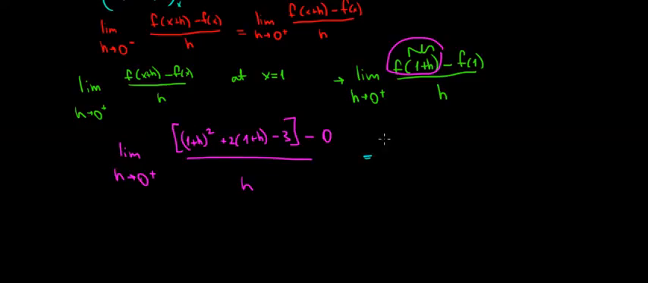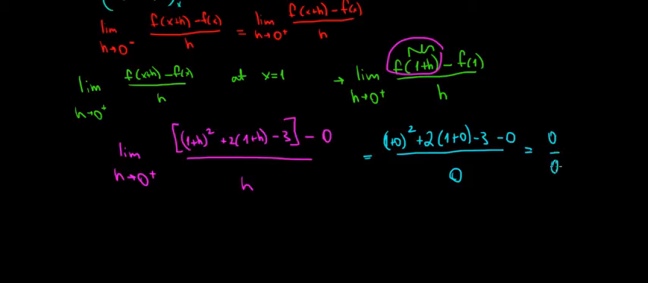Now, let's substitute 0 into h everywhere and see where the limit goes. We would have 1 plus 0 to the power of 2 plus 2 times 1 plus 0 minus 3 minus 0 divided by 0. And that's equal to 1 plus 2 times 1 minus 3. That's 0 over 0. And we can see that this is undefined. So we must use the L'Hopital for limits.